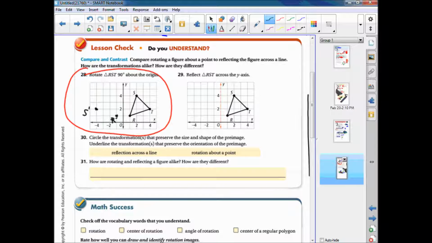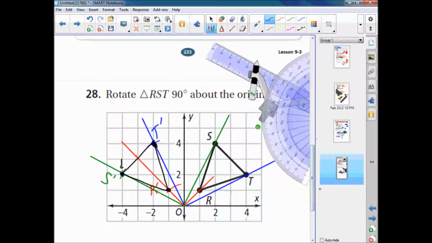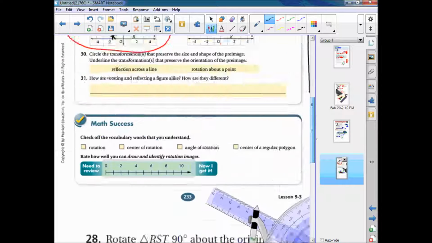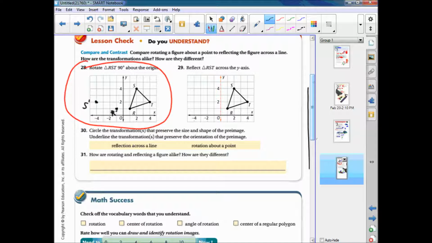And then we'll see where T prime went to. T prime went to -2, +4. -2, +4 is right here. And there is our triangle. Rotate it 90 degrees about the origin.